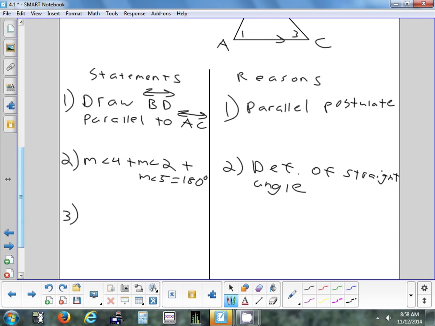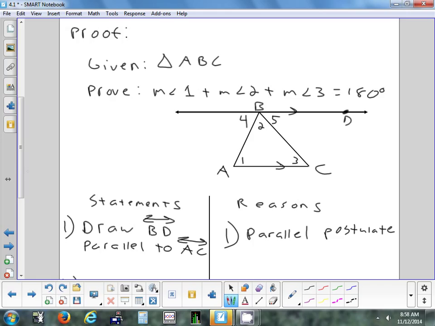All right, step 3. Did anybody see other angles here that are congruent? Because keep in mind that BD is parallel to AC. So we have two parallel lines cut by a transversal now. Actually, two transversals, so we're going to say two different things. What other angles do we know are congruent? Yep. 1 and 4. Yes, 1 and 4 are alternate interior angles. Two parallel lines cut by a transversal.